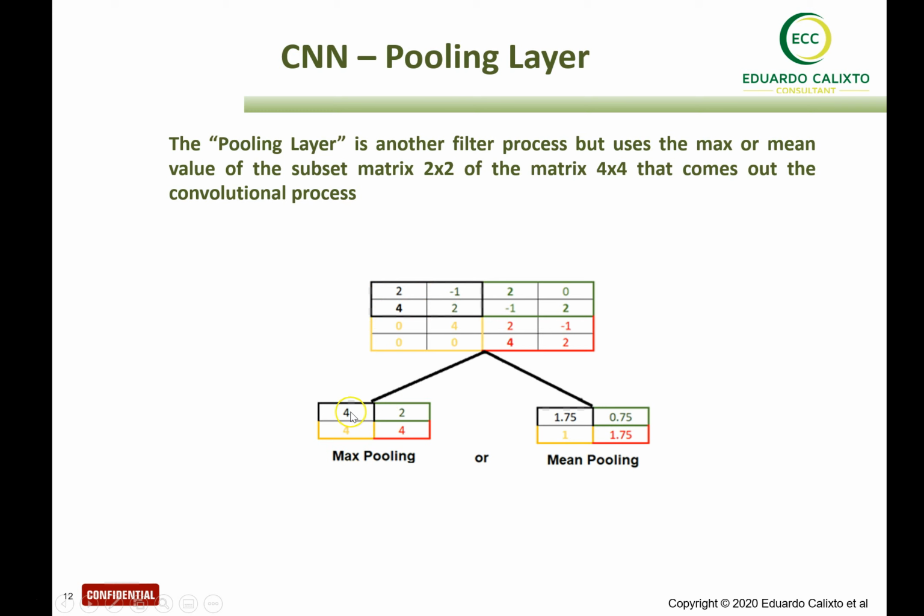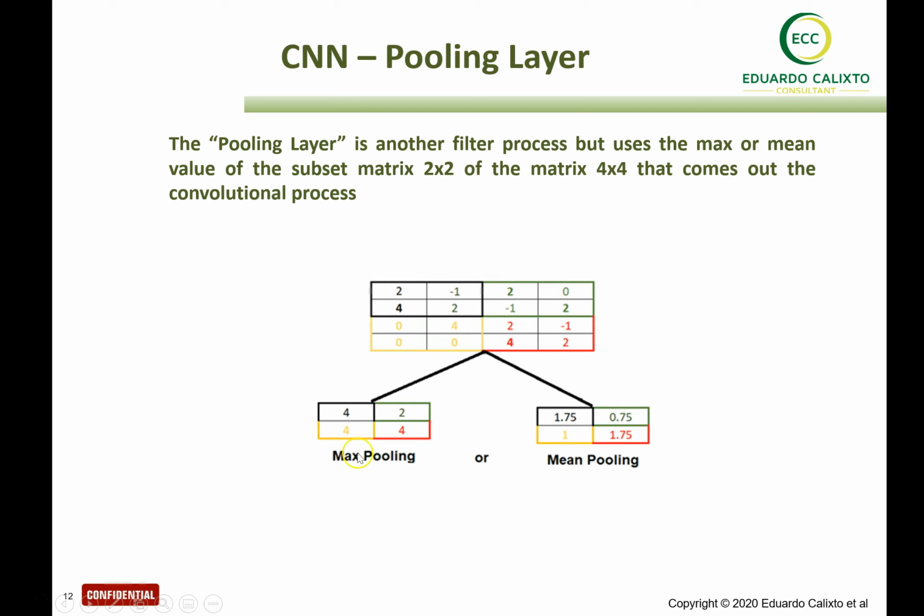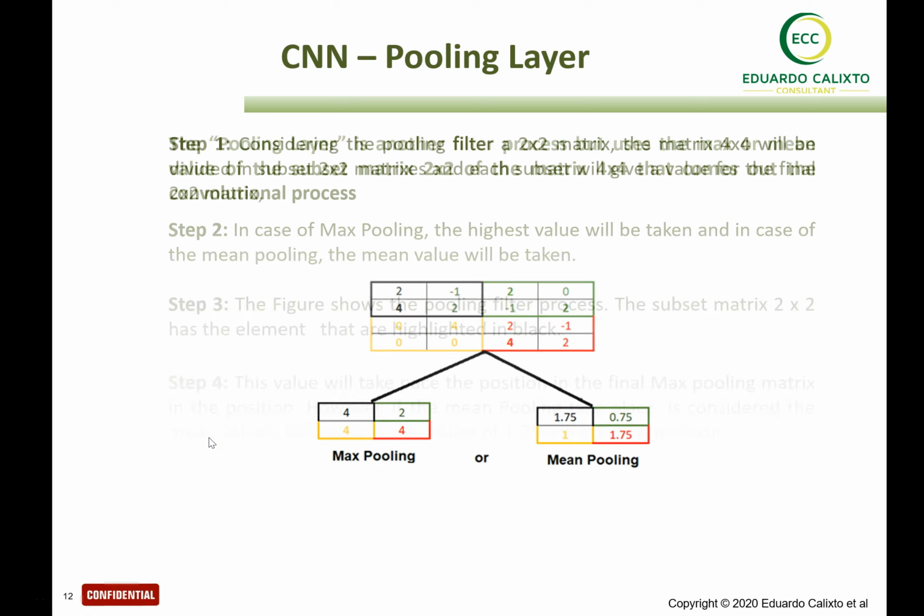So after defining this element here, either by the maximum value or by the mean value, the average, I shift the green window to the side, and I get the maximum value or the average, depending on what I have in my algorithm or what I choose. So that is the result. Let's say I'm using max pooling. That is the result for the pooling layer.